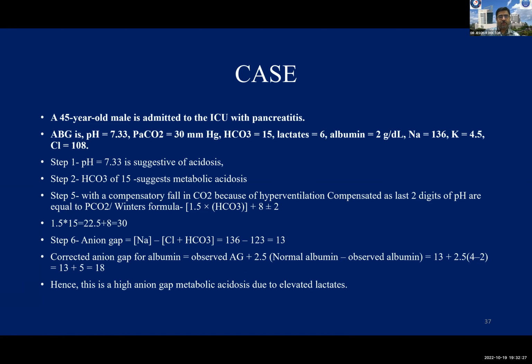So your complete diagnosis will be high anion gap metabolic acidosis with respiratory compensation, and the cause for high anion gap metabolic acidosis is elevated lactates. So CULT, here you have ketoacidosis, uremia, lactic acidosis, and toxins. Here the lactates are elevated due to inadequate tissue perfusion and shock with the patient in pancreatitis, which is giving rise to the high anion gap metabolic acidosis.